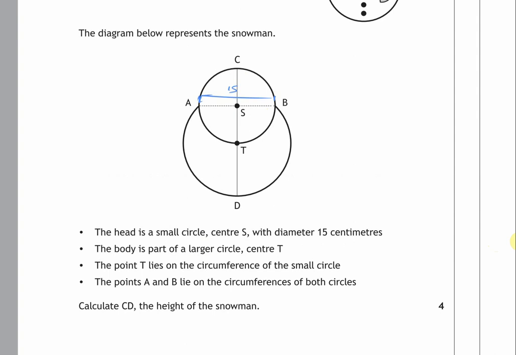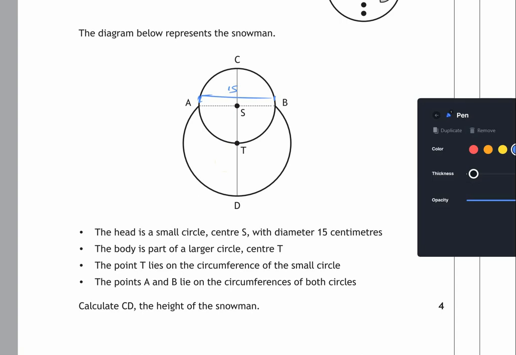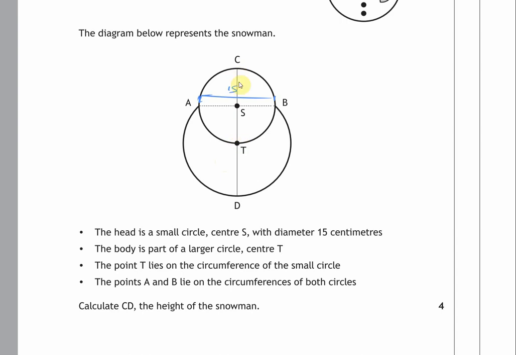Now the body is part of a larger circle with centre T, and the point T lies on the circumference of the smaller circle. We can see that here. And points A and B lie on the circumference of both of the circles. And we need to calculate the value of CD, the height of the snowman. So right off the bat, what we can say here is that we know the height from C to T. We know this has to be 15 because that's the diameter of the circle. So we can see that our snowman is going to be 15 plus the value of TD.